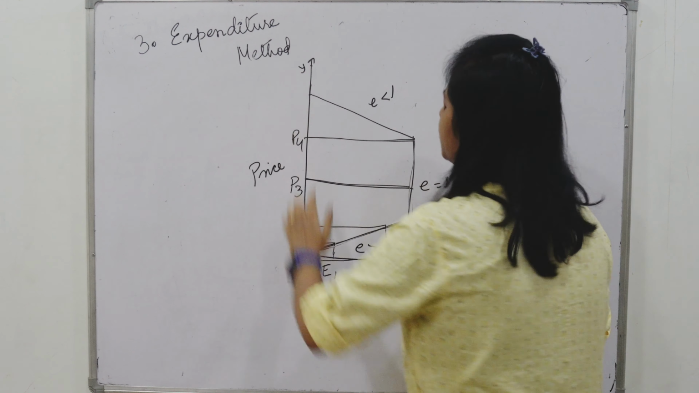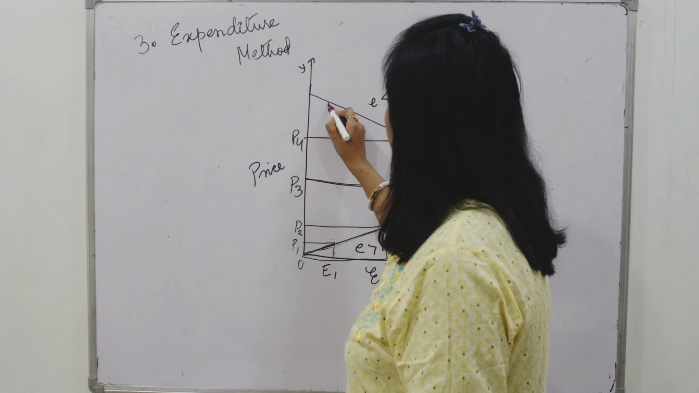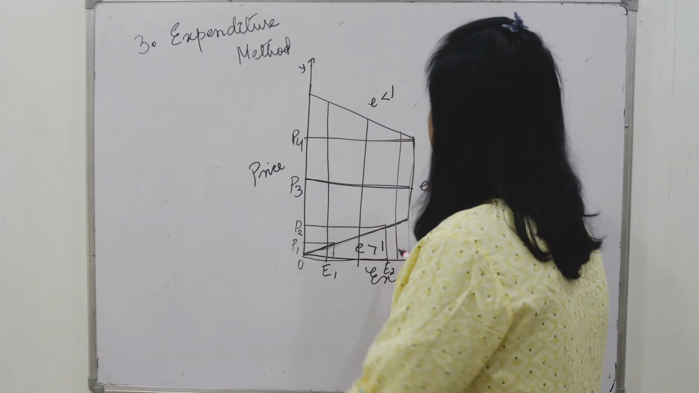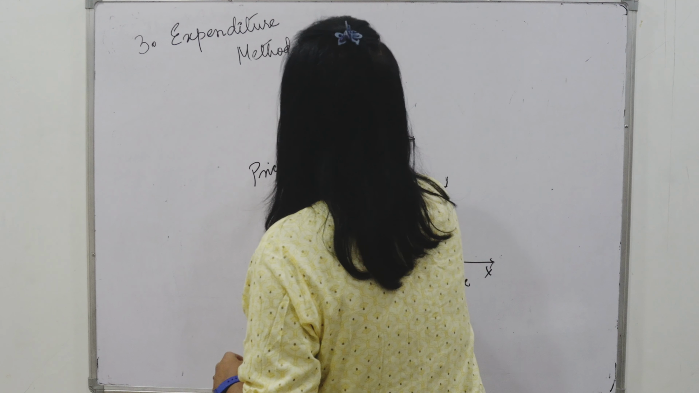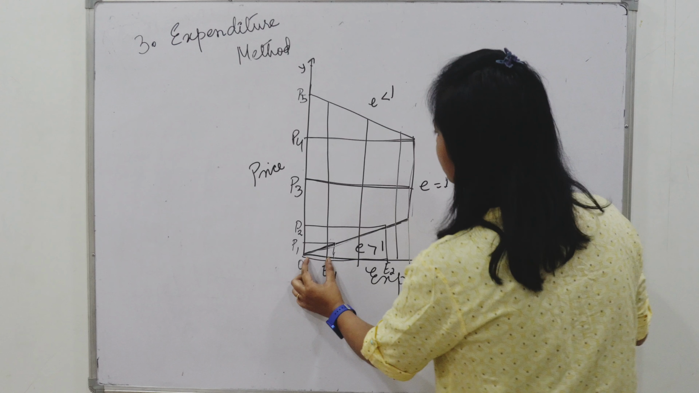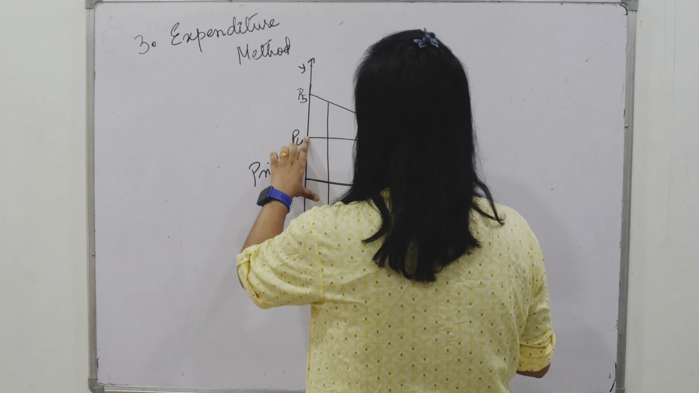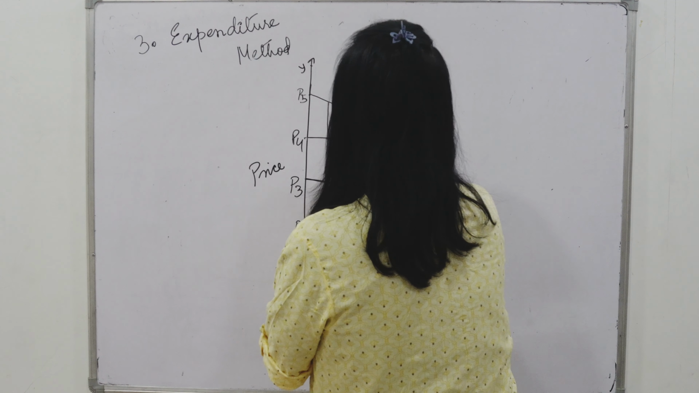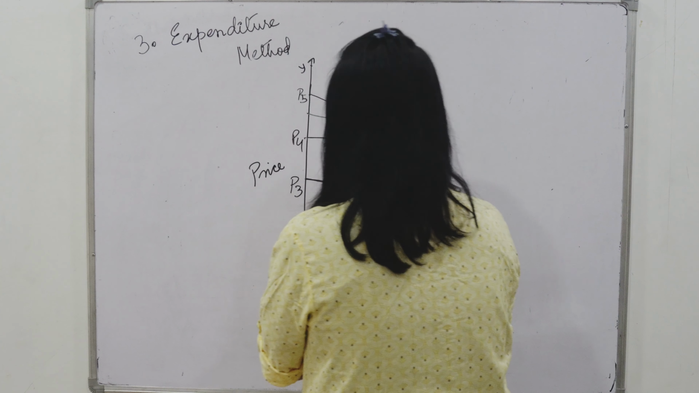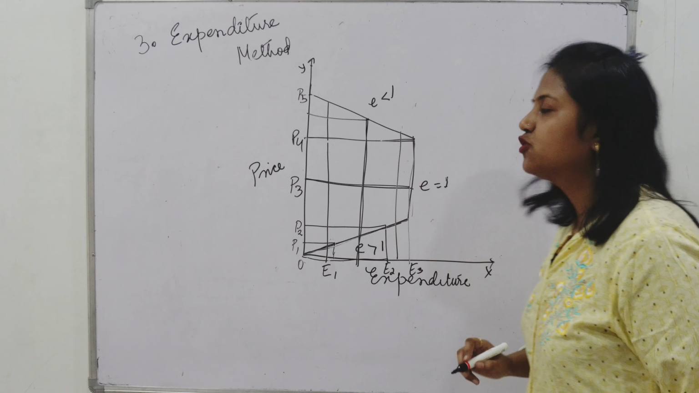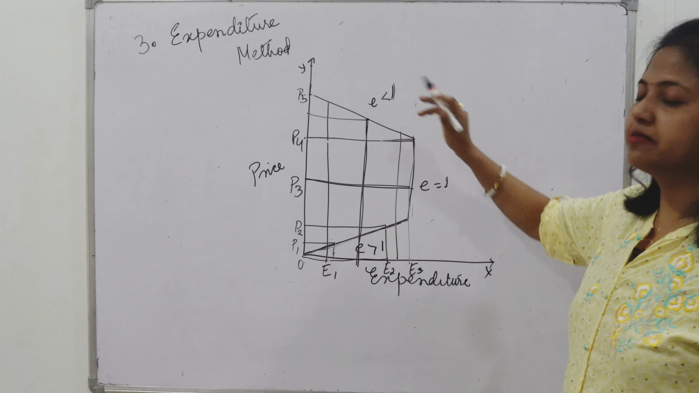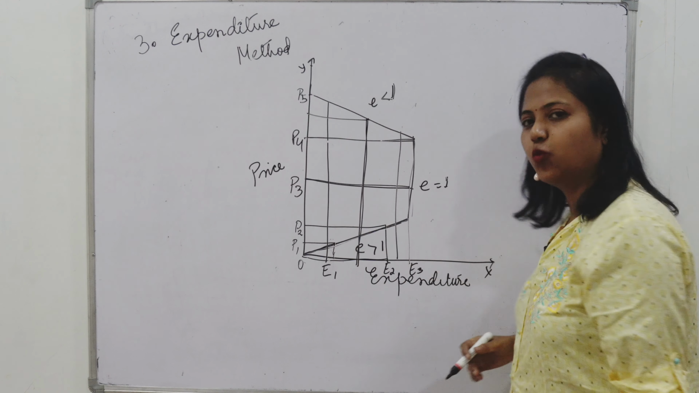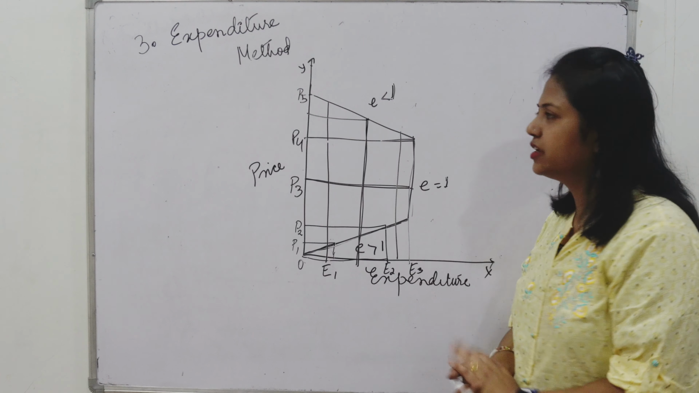Whereas in this segment you can see as the price is increasing, your expenditure is falling. At the price OP5 your expenditure is only this much, but at price P4 your expenditure is quite high, or you can say at this point the expenditure is higher than at the P5 level. So friends, this section shows that the expenditure is less responsive, therefore the elasticity of demand is less than 1. So friends, this is about the expenditure method.